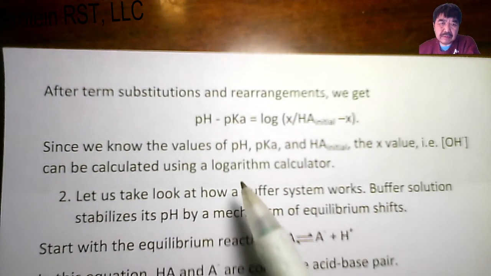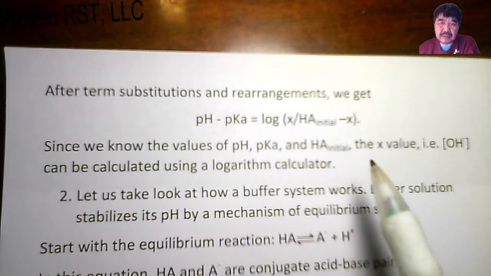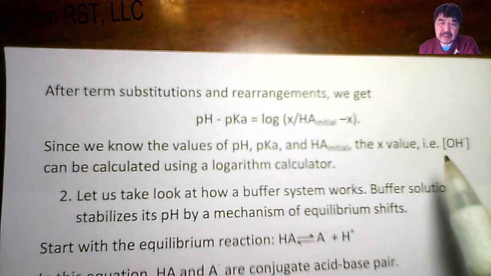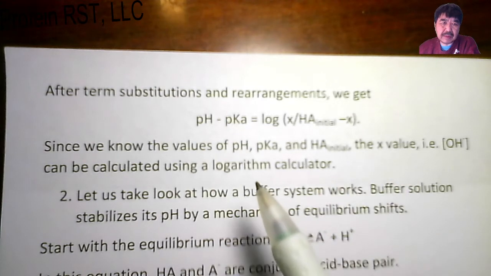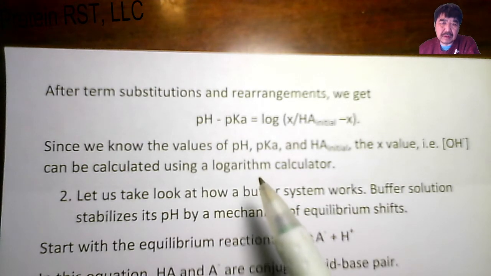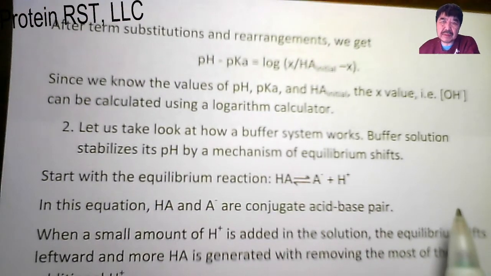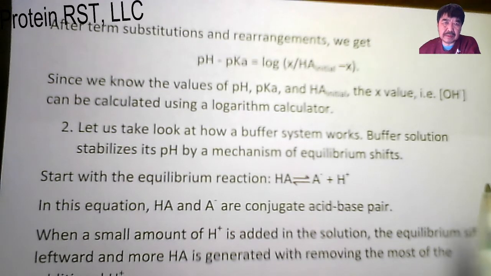Since we know the values of pH, pKa, and HA initial, the X value, meaning the hydroxide concentration, can be calculated using a logarithm calculator. This is how to calculate the strong base used for making a buffer with a weak acid.